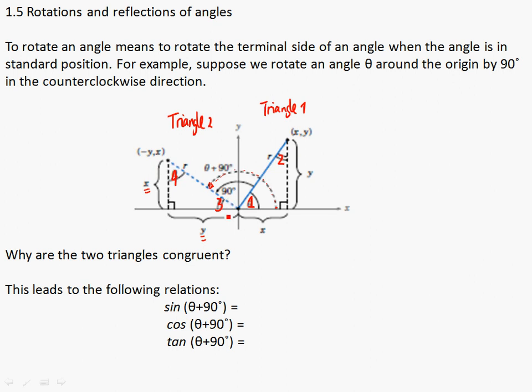So that means that you need to be able to tell me why triangle 1 is congruent to triangle 2. So is there anybody that knows how to do that? I'm sure a couple of you can. So how can I prove that triangle 1 is congruent to triangle 2? Anybody?